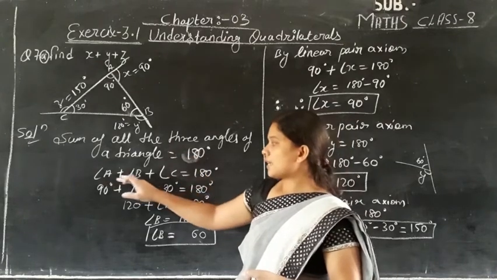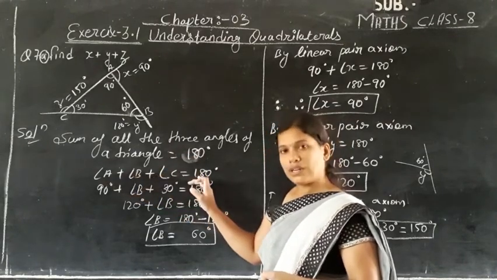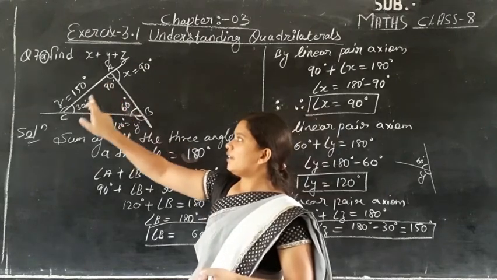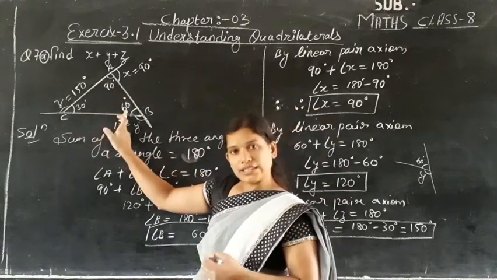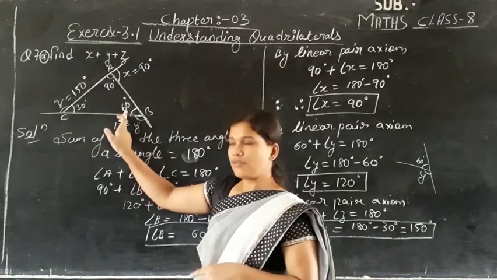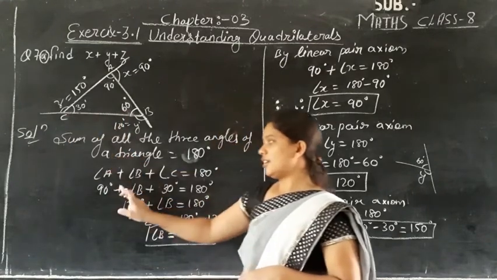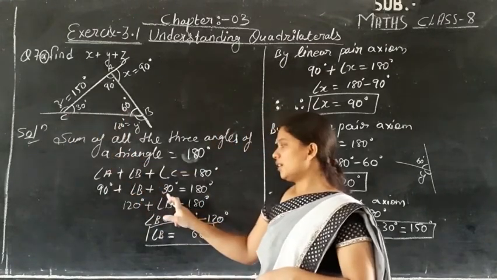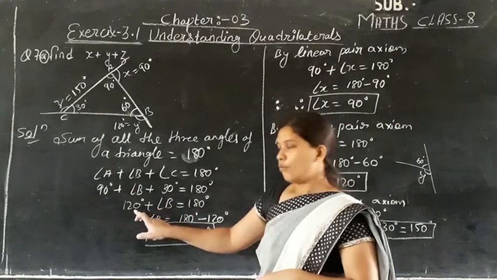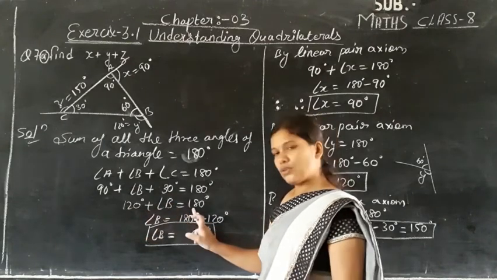So angle A plus angle B plus angle C is equal to 180 degrees, where angle A is 90 degrees, angle B will be considered as x because that value we have to find, and angle C is 30 degrees. So 90 degrees plus 30 degrees will be how much? 120 degrees. 120 degrees plus angle B is equal to 180 degrees.